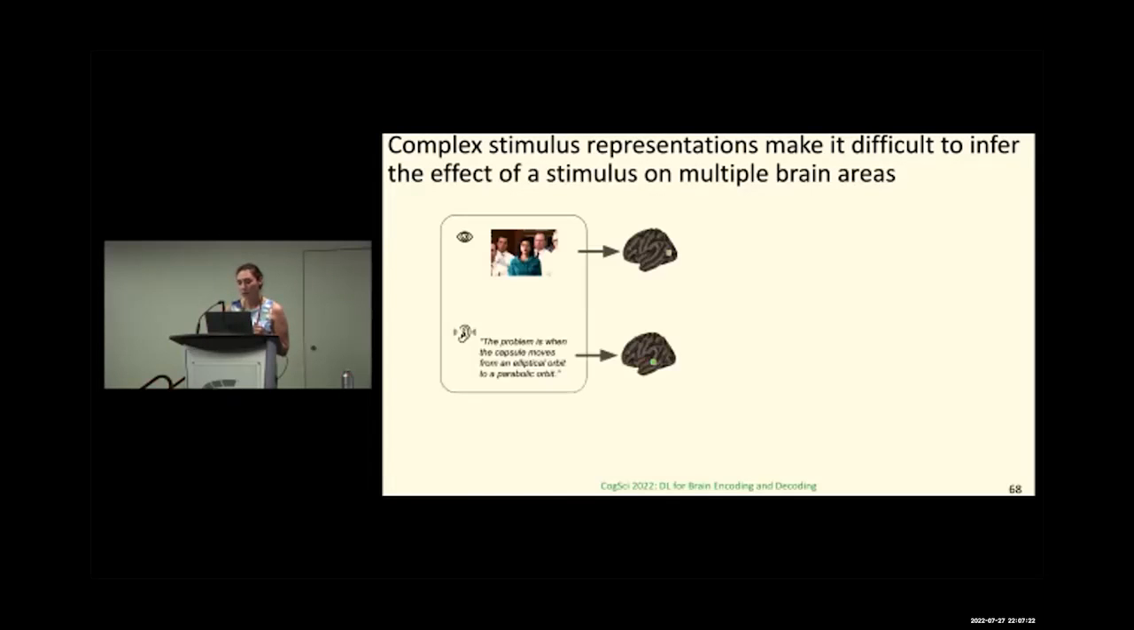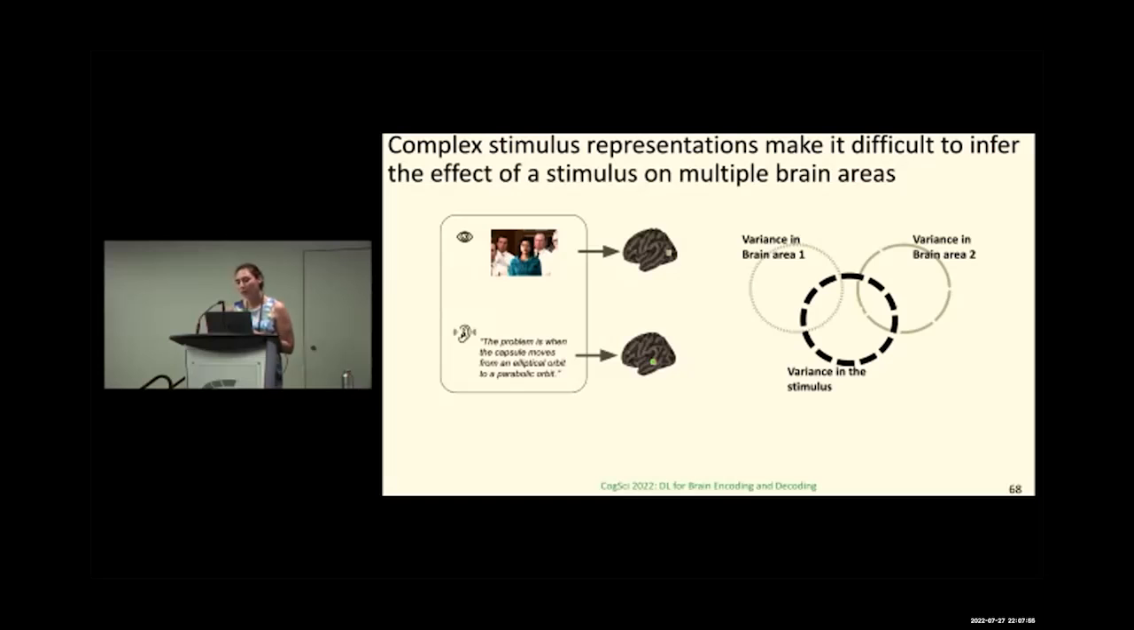For example, this is a thought experiment. Let's take this stimulus, which has both vision and auditory information. Let's say the vision information is very important for this voxel in the visual cortex, and the auditory information is very important for the voxel in the auditory cortex, of course. What we're interested to know is whether the stimulus is influencing these two voxels in a similar way or in a different way.